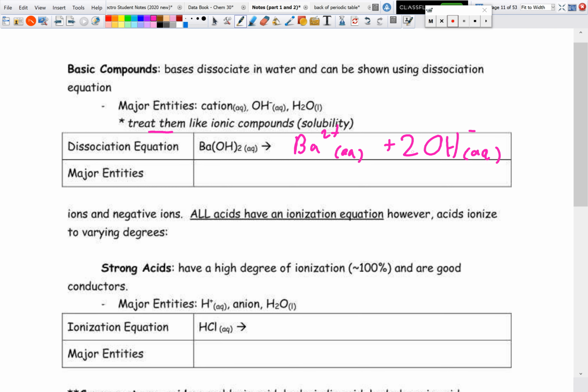As for the major entities, we treat them the same whether it's the insoluble or soluble one. In this case we have barium 2+ ions, hydroxide ions, and of course water is always present.